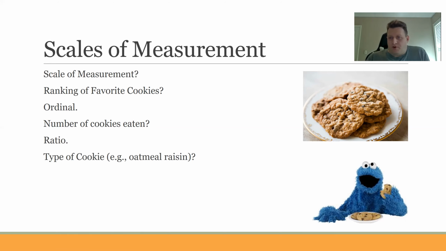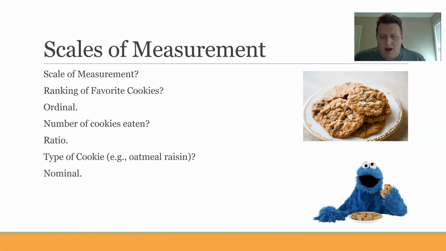How about the type of cookie? So oatmeal raisins, we're going to just randomly label as a 1. We're going to label chocolate chip cookies as a 2, and peanut butter cookies as a 3. I was blanking out on cookie names. But if we did something like this just for category distinctions, we are looking at a nominal scale of measurement.